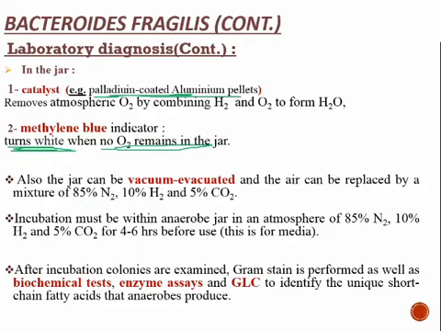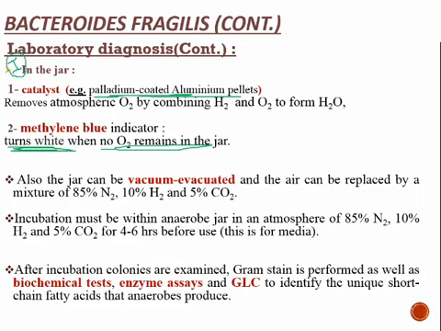Okay, so this catalyst is palladium-coated aluminum pellets. Sometimes they use palladium, sometimes they use platinum, and an indicator. Okay, so this is the first way of making the medium anaerobic.